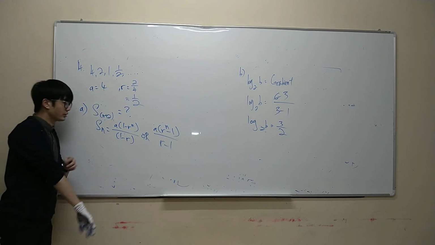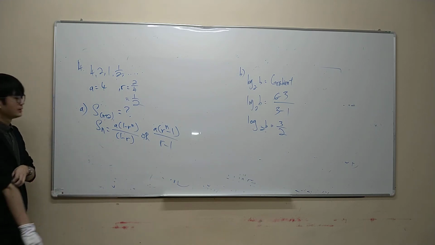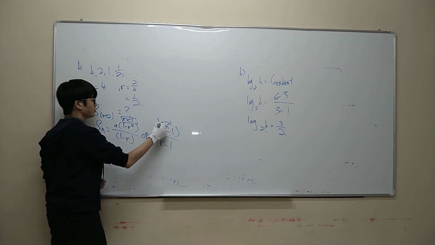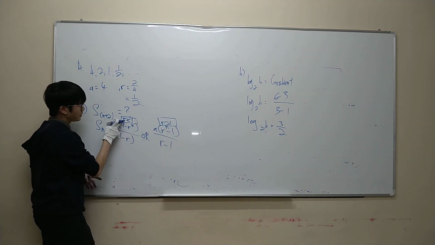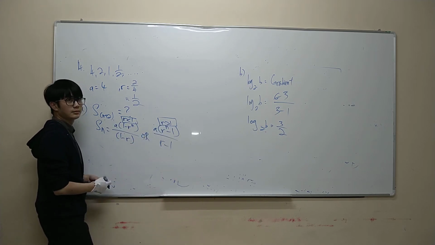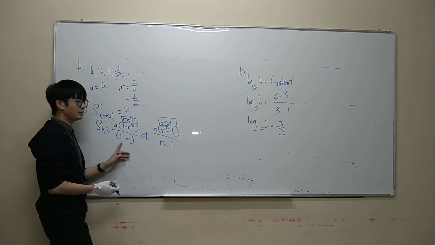If there are two versions of the formula, then which formula should I use? When r is smaller than 1, you use this formula. When r is bigger than 1, you use this formula. Easy to remember, right? Because if r is smaller than 1, you take 1 minus. If r is bigger than 1, you minus 1. Okay? Can you see r minus 1 and 1 minus r?